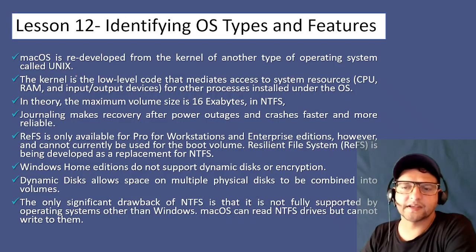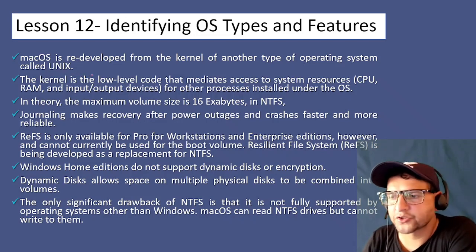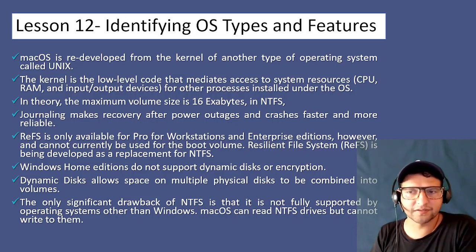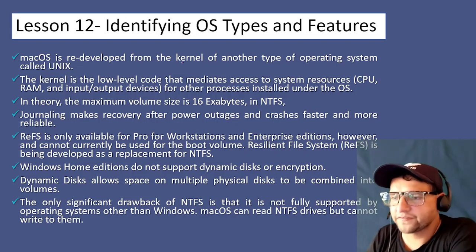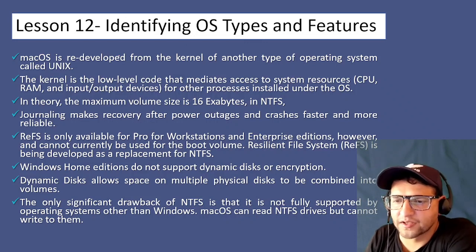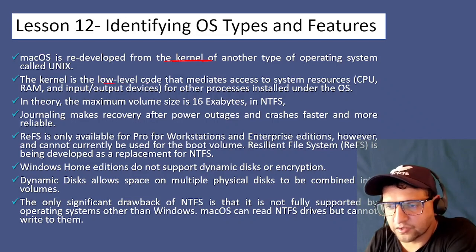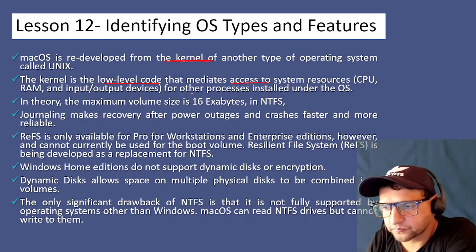Right, guys, this is lesson 11. Now let's see lesson 12. So please remember, most of those questions were from lesson 10 and 11. Identifying operating system types and features. Mac is redeveloped from the kernel of another type of operating system called Unix. Kernel is a low-level code that mediates access to system resources for other processes installed under the operating system.